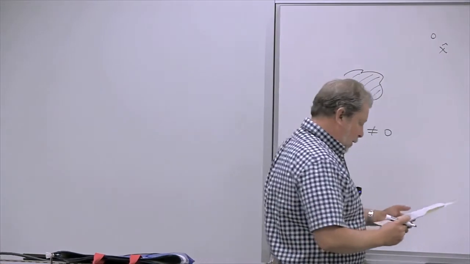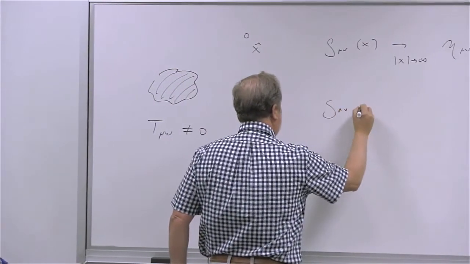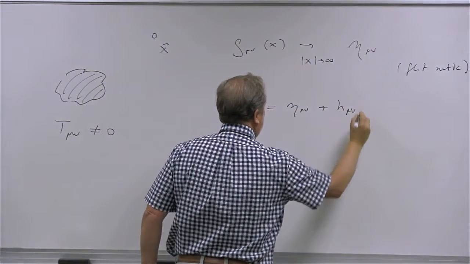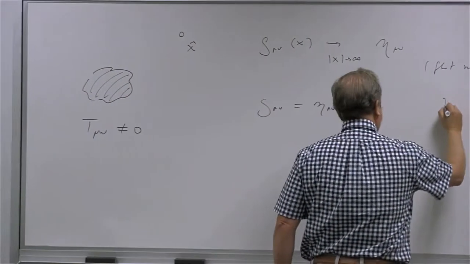And so again, in this case we write that g_{mu nu} is eta_{mu nu} plus h_{mu nu}. And so what we know now is that h_{mu nu} goes to 0 at infinity.